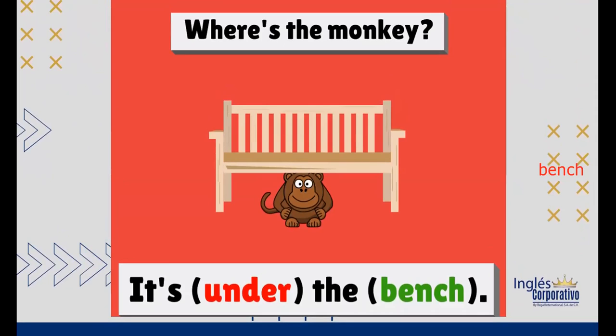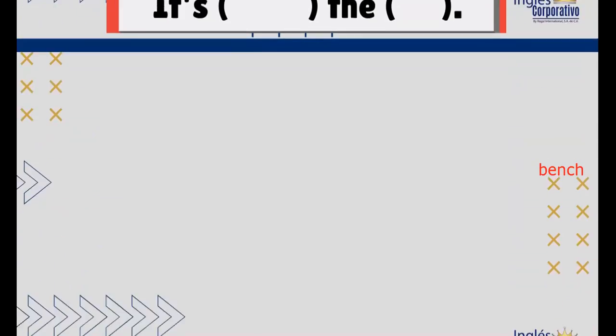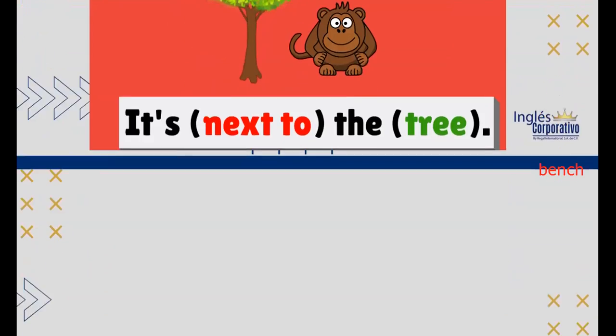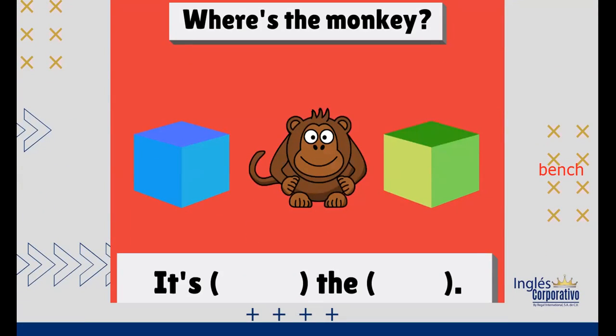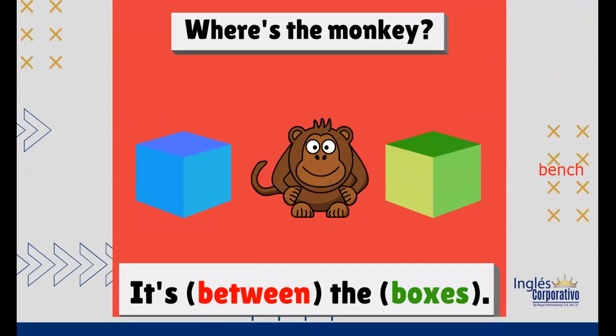Okay, sí, gracias. No problem. Vamos a ver. Where is the monkey? A la par del árbol. How do you say that? Next to the tree. Okay, let's see. Yay! Next to the tree. Where is the monkey? Here. It's between the boxes. Okay. It's between the boxes. Excellent.